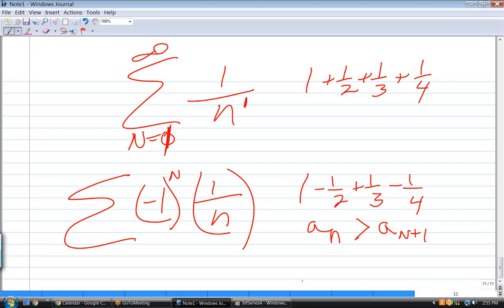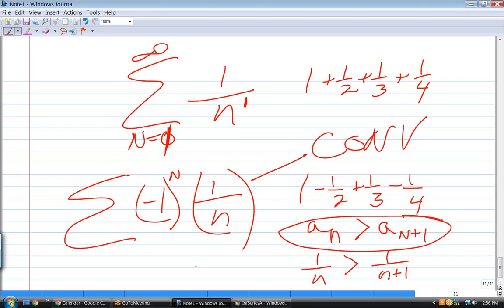Well, what is a sub n? In this case, that's 1 over n. What is a sub n plus 1? That's 1 over n plus 1. And you can see that as long as n is positive, 1 over n is always going to be bigger than 1 over n plus 1, right? I'm increasing the denominator by 1, so it gets smaller. So this series is convergent because it satisfies that condition along with the nth term going to 0.